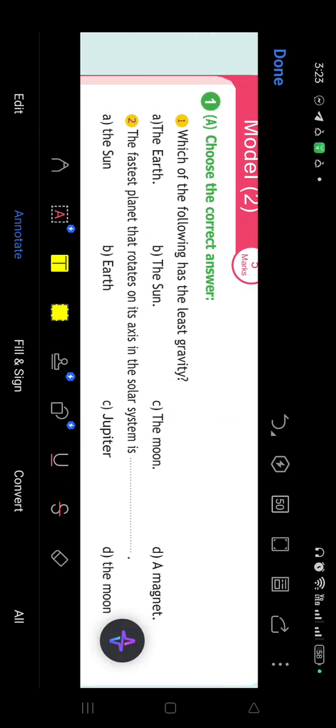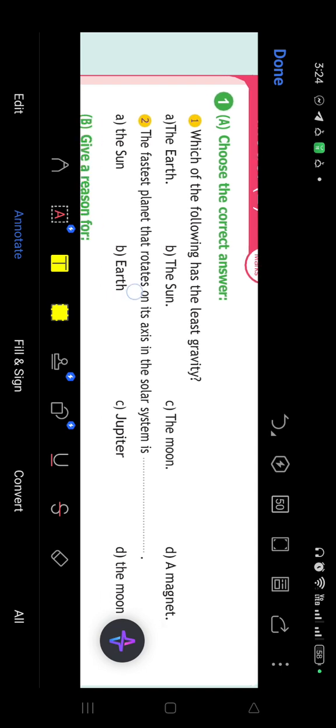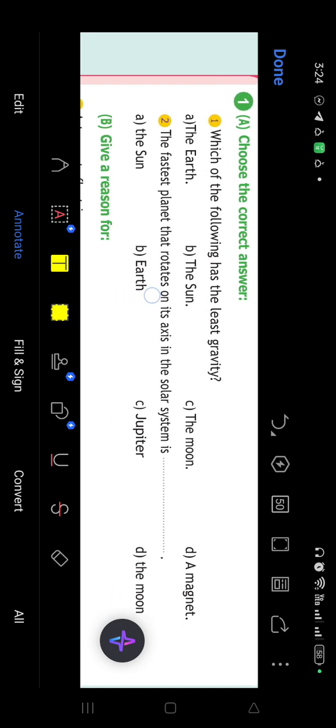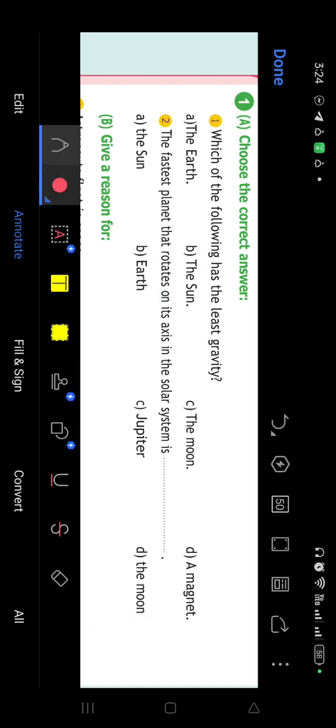Okay, let's go for model two. Which of the following has the least gravity? Of course, the least gravity. Yeah, Earth has big gravity, and the sun and the moon, all of them have great gravity. But the magnet has less force, less gravity, the least.